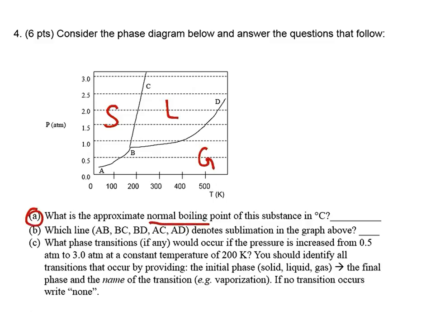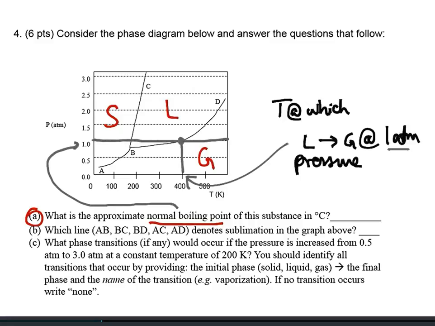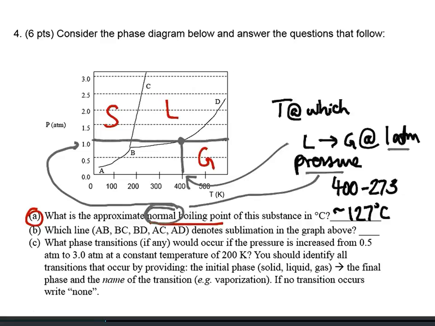So normal boiling point means where the liquid converts to a gas, and the word normal means at 1 atmosphere. So we go across to 1 atmosphere, we draw a line, we go to the separating line between liquid and gas, and that is approximately 400 Kelvin. The 1 atmosphere part, remember, relates to the word normal. 400 Kelvin minus 273 will give you the temperature in degrees Celsius, which is approximately 127 degrees Celsius.